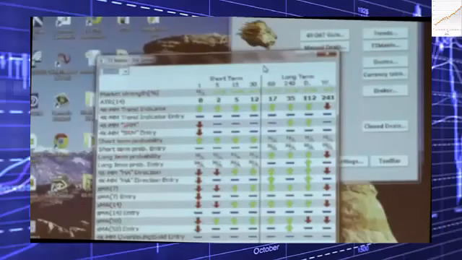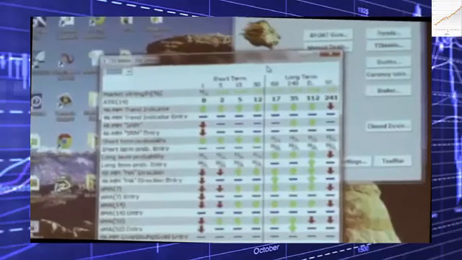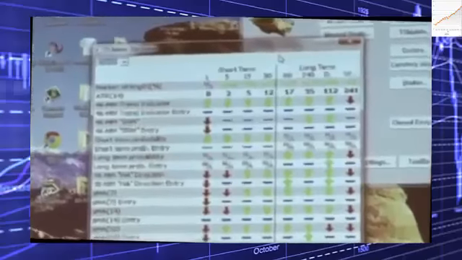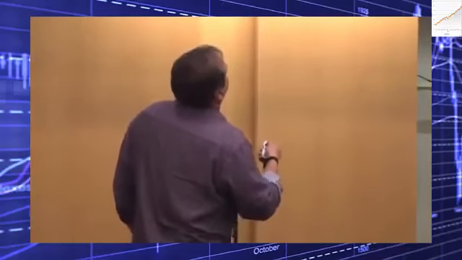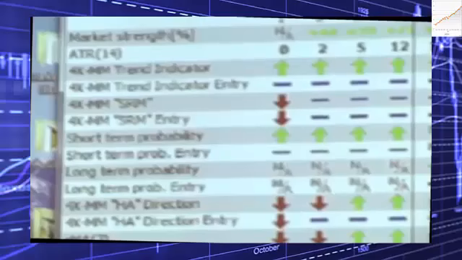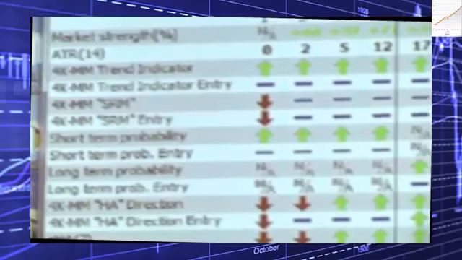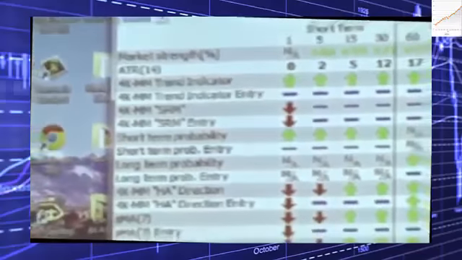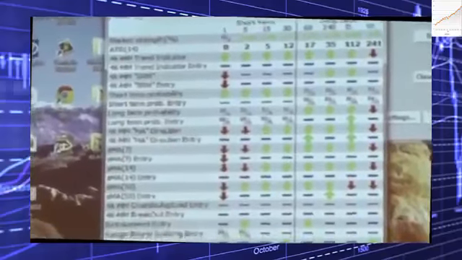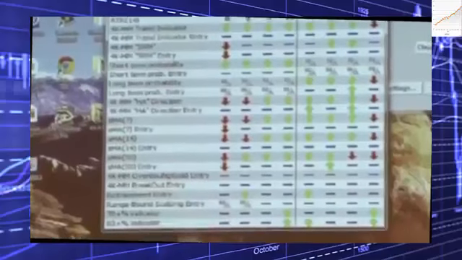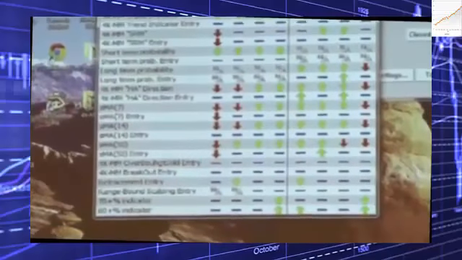Then there's the SRM, which is a combination of stochastics, RSI, and MACD. There's our probability indicator, which is the probability that this market will be going up over the next 30 minutes, and so on. Then we've got the Heikin-Ashi. We've got the different moving averages, your overbought, oversold, and so on.